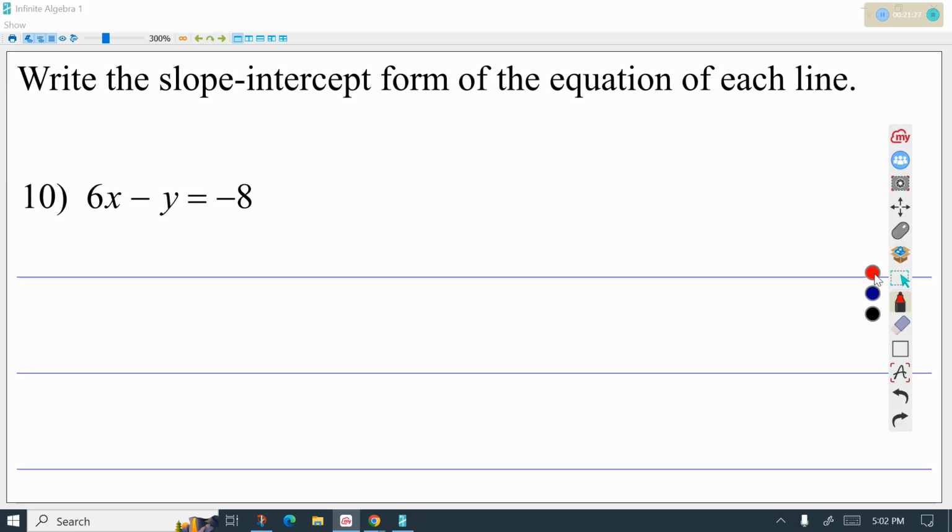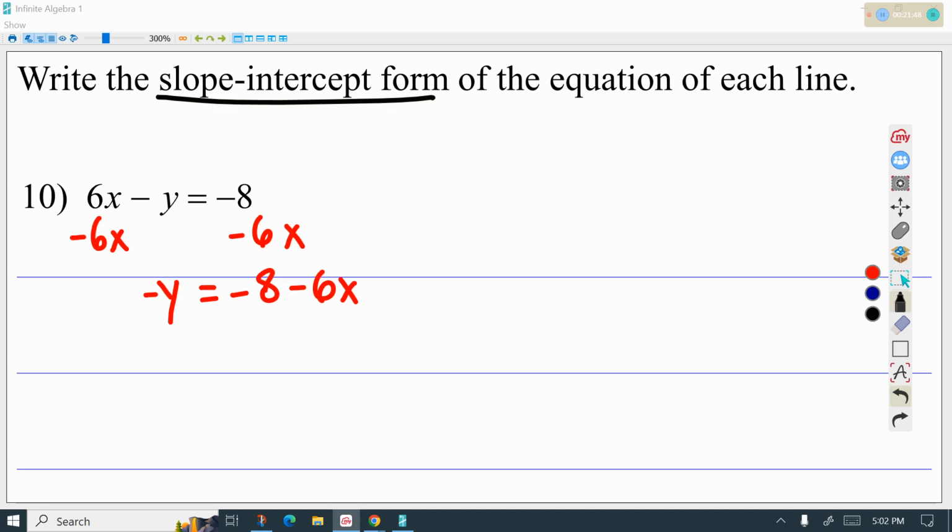All right, so here what we're going to do in this case is subtract 6x from both sides. So we get minus 6x. Now I've got negative y equals negative 8 minus 6x. Well, in class today we talked about how we could change a negative y into a positive y, because I don't want that. We want y equals mx plus b, right? Not negative y equals mx plus b.